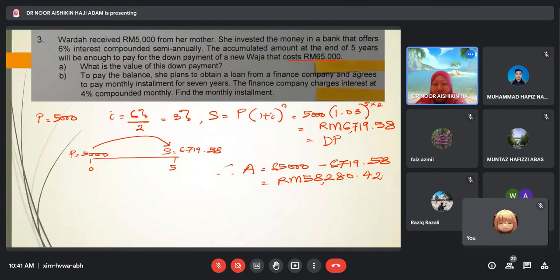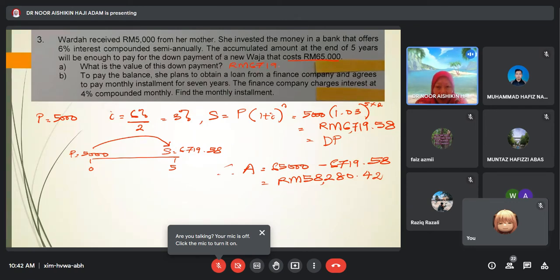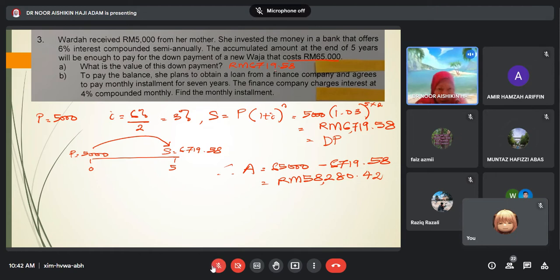So kena buat loan. Loan dia tadi, value of the down payment is the accumulated amount, betul? Betul tak? So ni kita dah dapat. Down payment is 6719.58. Does everybody get that? Dapat. Good.